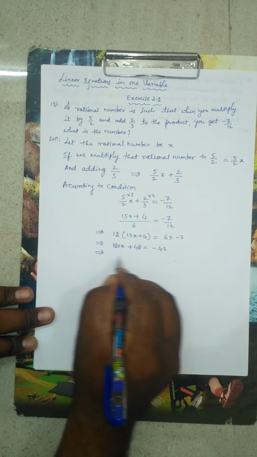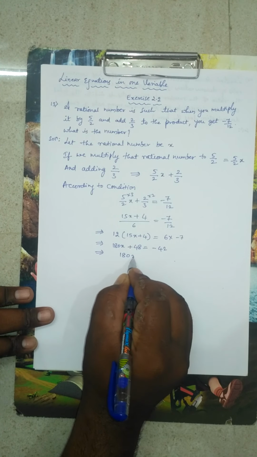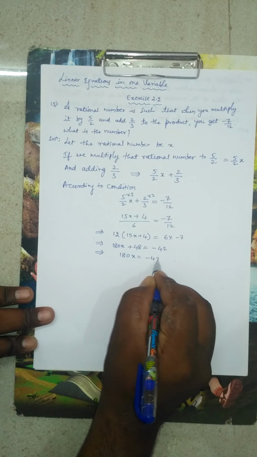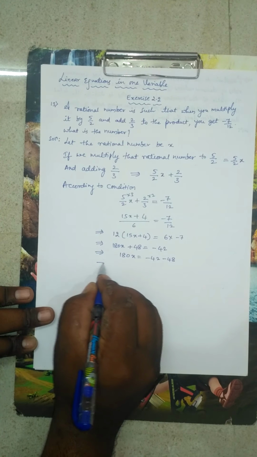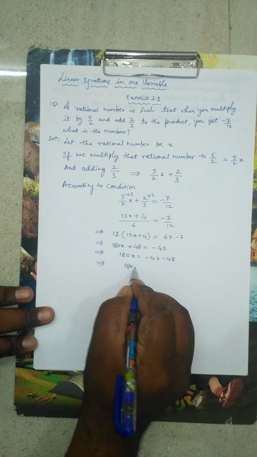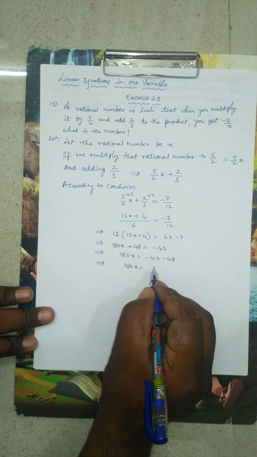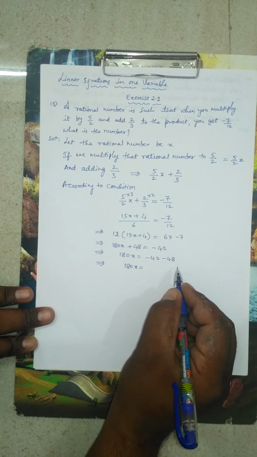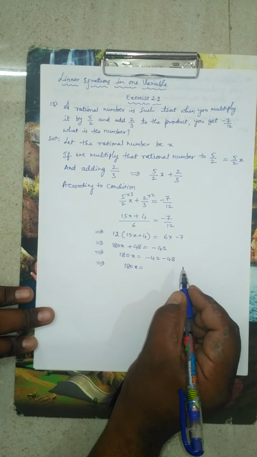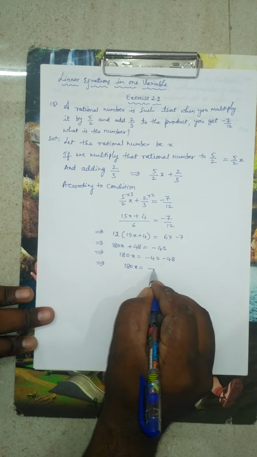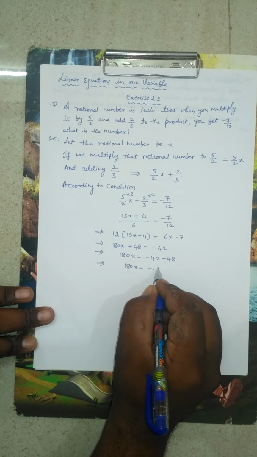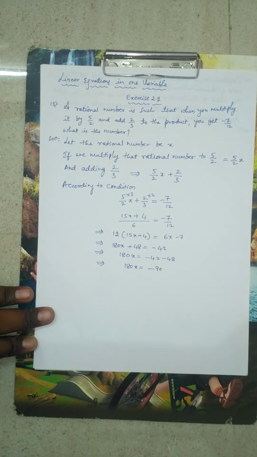So what happens? Which implies 180x is equal to minus 42 minus 48. Both are negative integers. For that reason, we have to add both numbers, then we have to put the minus sign as it is. So if we add these two, it will become minus 90.